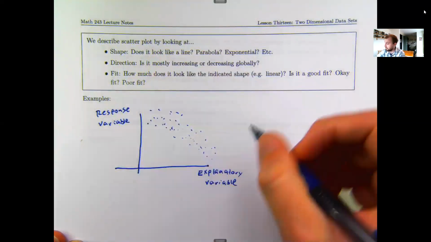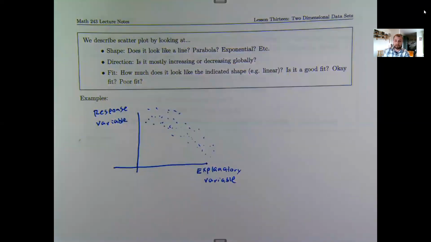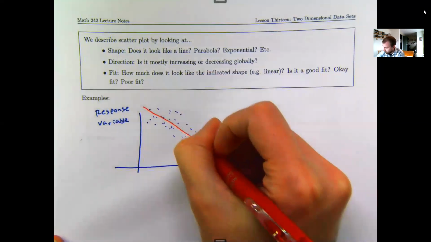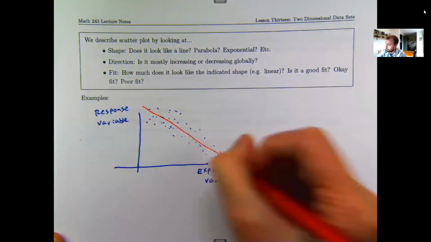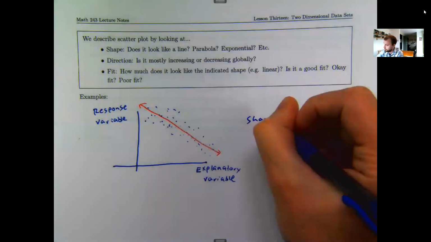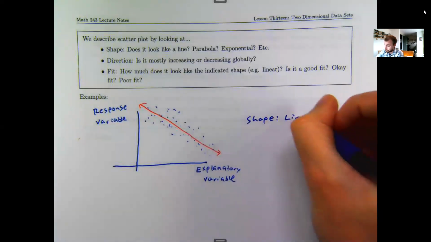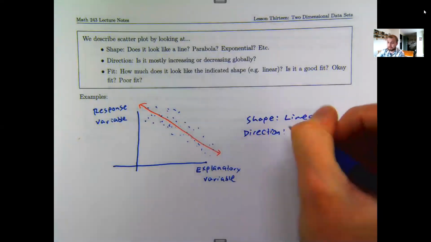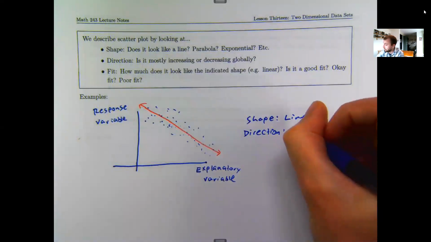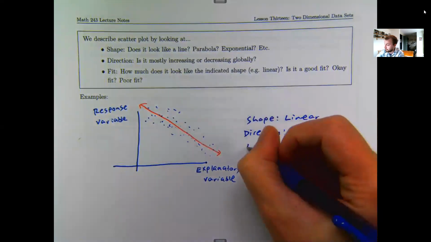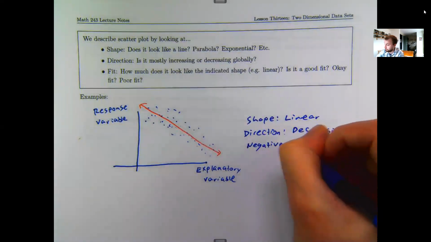If I'm describing what I see here, to me, it looks like a cloud of points. I don't think there's anything that's going to be too amazing, but if you kind of squint your eyes and look at the middle of it all, I would say this thing kind of looks like a line. So for shape, this looks linear to me. Direction, looks like this thing is going down or it is decreasing. Equivalent to say that it is negatively associated.